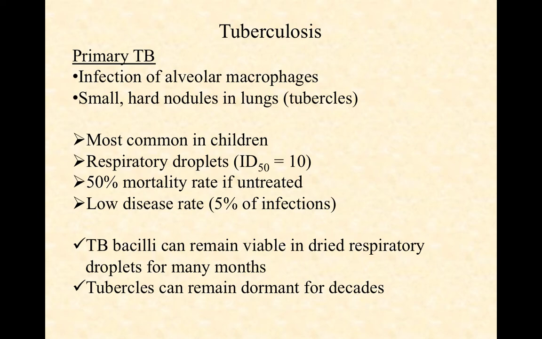That means it takes only 10 cells, which would be about one respiratory droplet from someone who is infected, to actually cause an infection 50% of the time. That's an extremely low ID 50 value. So by comparison, for you to get a gastrointestinal infection from eating, let's say, salmonella in undercooked chicken, you're looking at an ID 50 value of about 10,000.